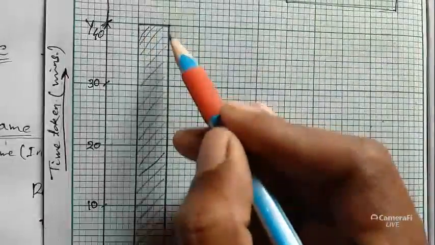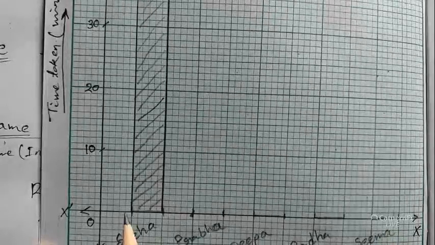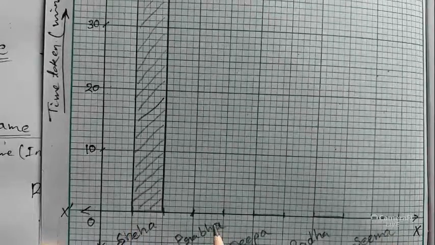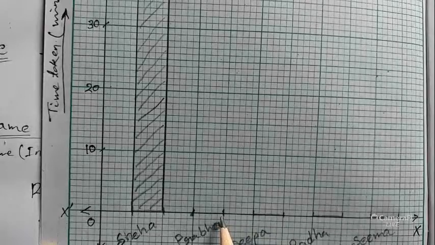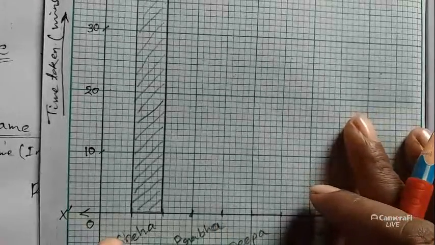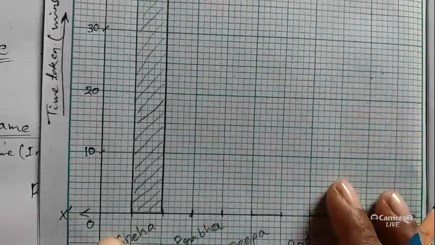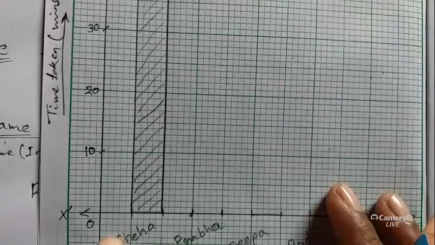Height is 40, or length is 40. Breadth I have taken as 5 small squares. For Prabha, again the same breadth, we have already chosen 5 small squares. And what will be the height? Prabha takes 35 minutes.